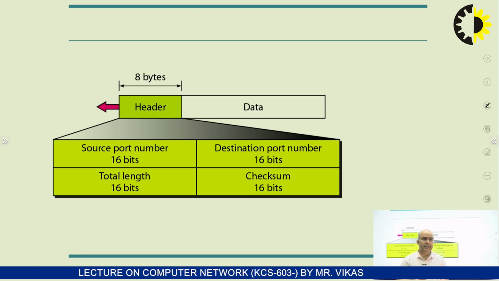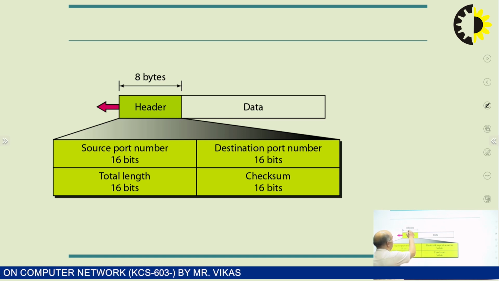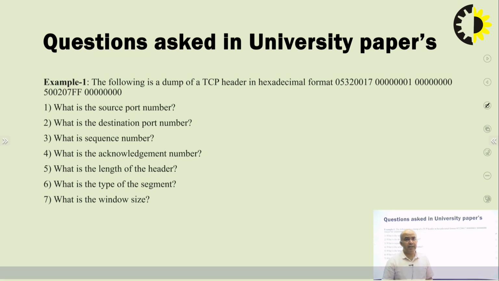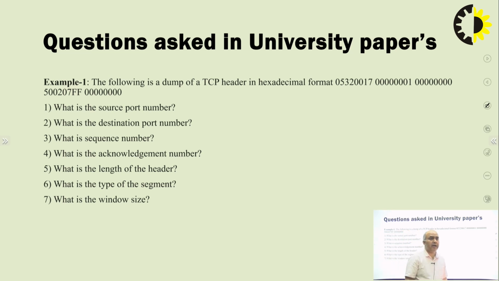Again, this is the header and the data, where the header is 8 bytes, and it contains the source port number, destination port number, total length, and the checksum. So, let us take examples, or you can say questions, that are generally asked in university papers. First, let us take an example of TCP.